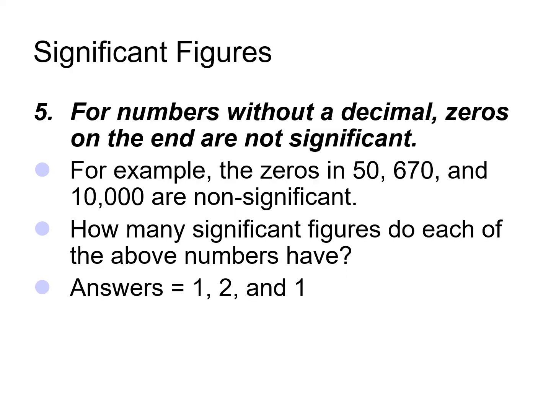There is one significant figure in 50. There are two, the 6 and 7 in 670. And 10,000 is a big number, but that does not make it significant. Only the 1 has any significance. This is actually a very poor measurement.